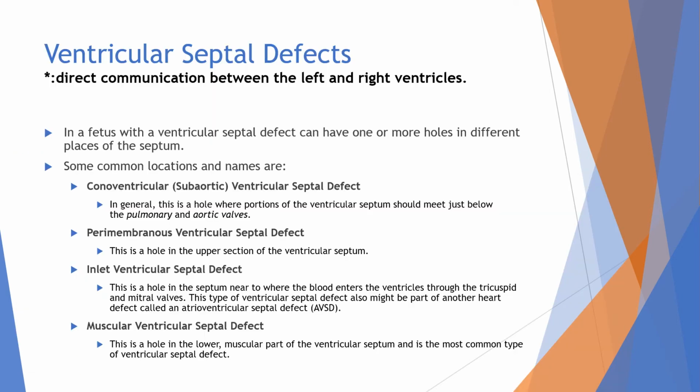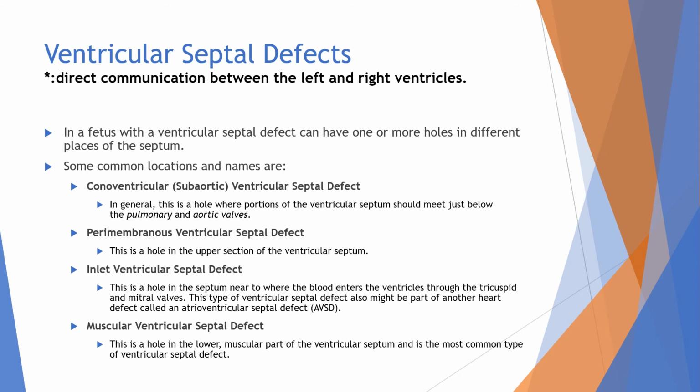Moving on to ventricular septal defects, this is a direct communication between the left and the right ventricles. So a fetus with ventricular septal defect can have 1 or more holes in different places of the ventricular septum. The most common locations, there's 4.